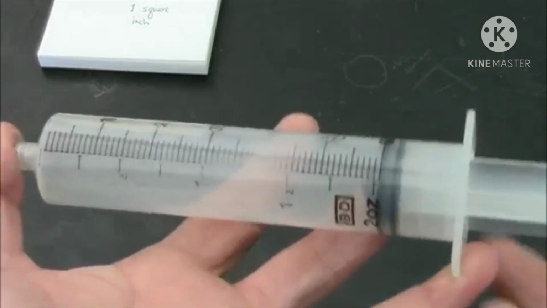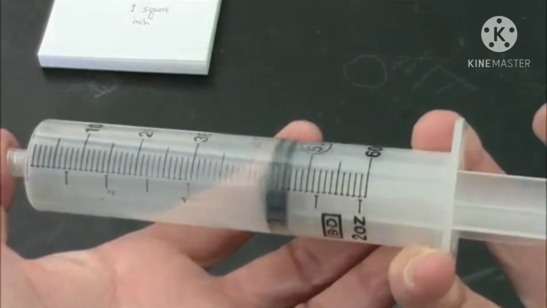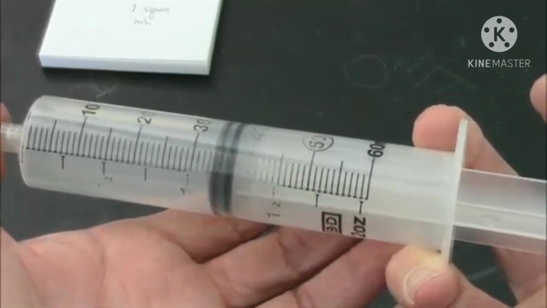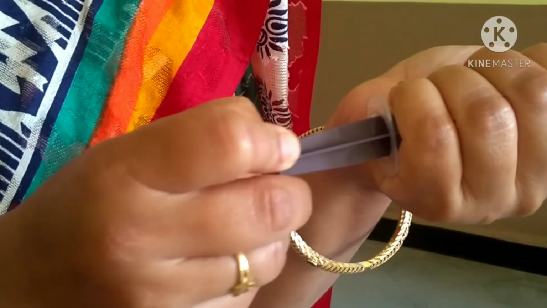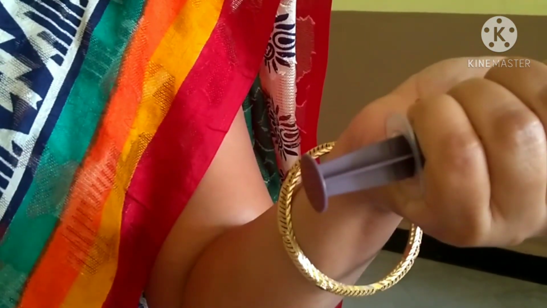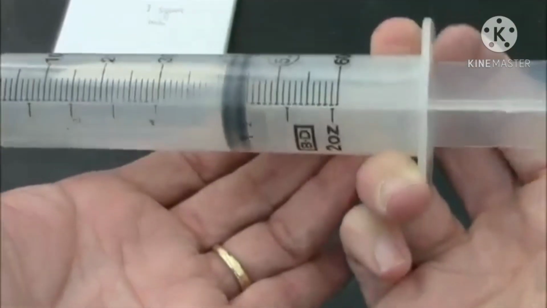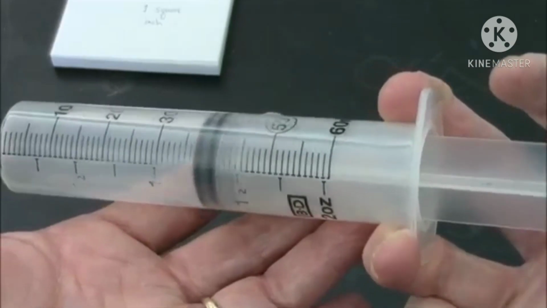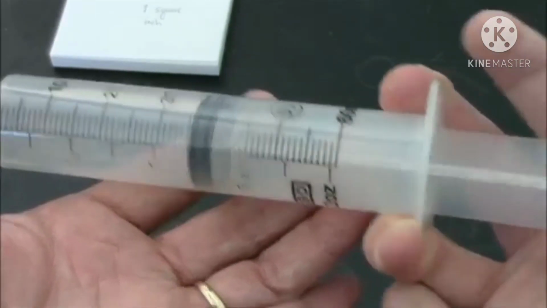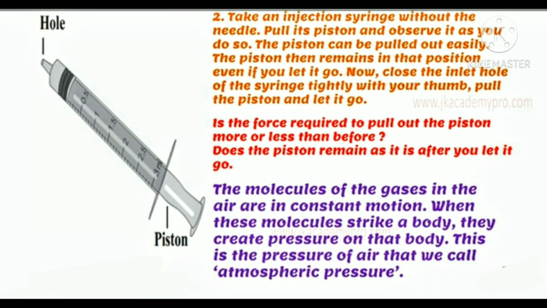Now close the inlet hole of the syringe tightly with the help of your thumb and now try to pull the piston and let it go. What did you observe? Is the force required to pull out the piston more or less than before? Does the piston remain as it is after you let it go? So try this experiment and note down your observations.